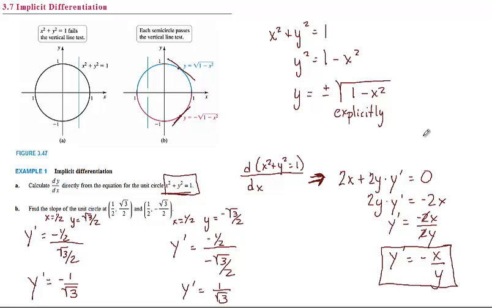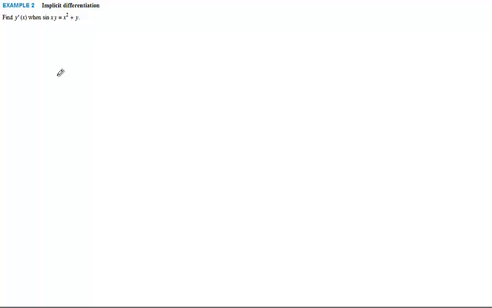Note that it is possible to get the derivative of the positive part and the negative part, and that would be getting the derivative explicitly, and that's okay, but not all functions can be solved in terms of y. And we'll take a look at the next one. Note that for this particular equation, I can't solve it in terms of y. So we're going to have to use implicit differentiation.